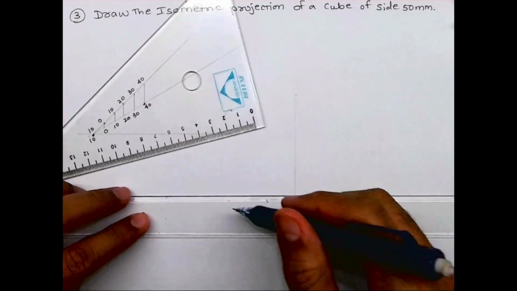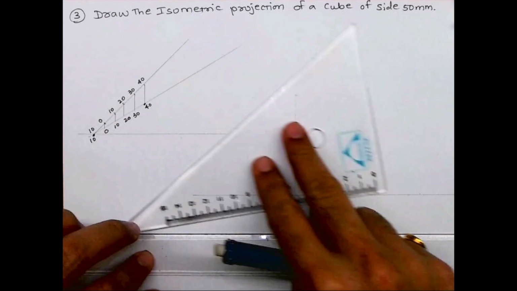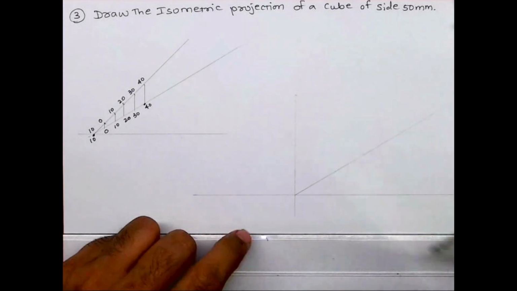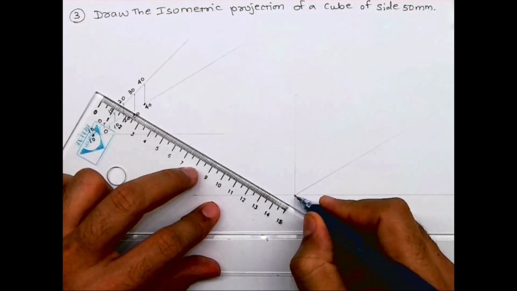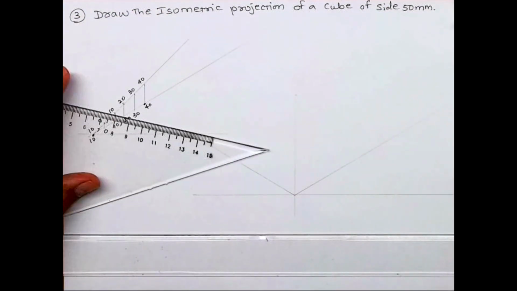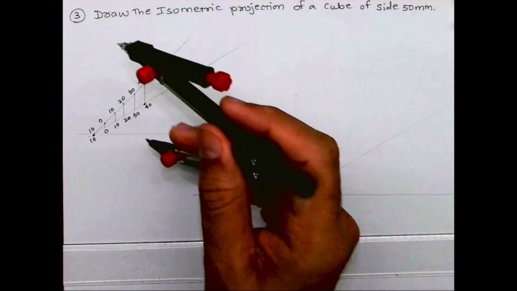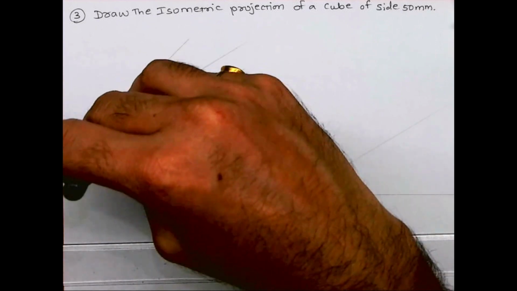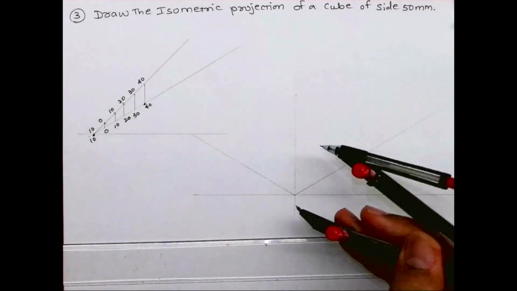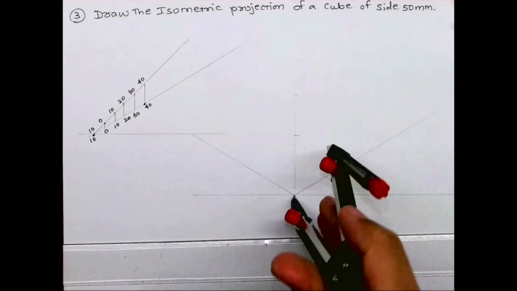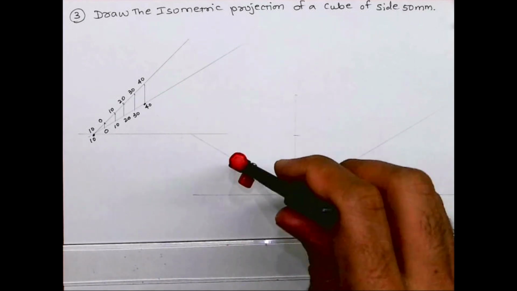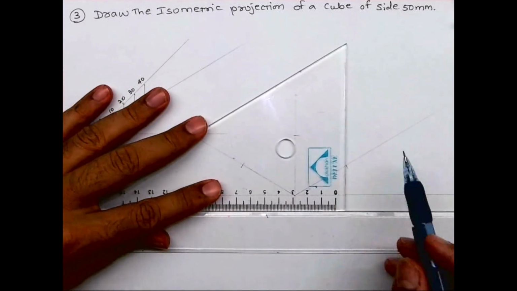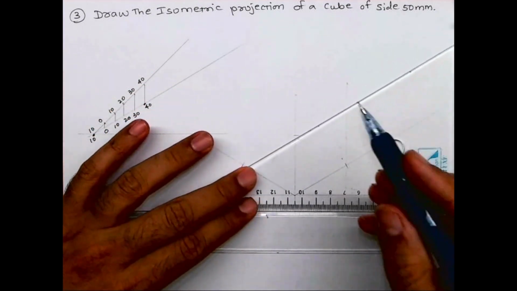Now in this case there is no need to draw a helping figure because it's just a cube. Still, if you want to draw, you can draw, because all sides will be 50, 50, 50. So take that distance and you cut, and you draw the box. In this case this box is only a cube.